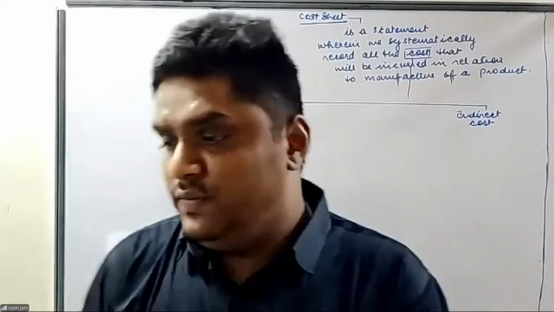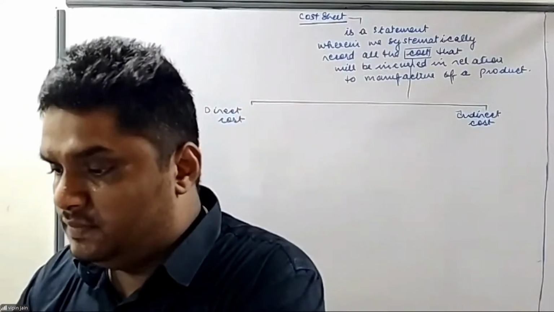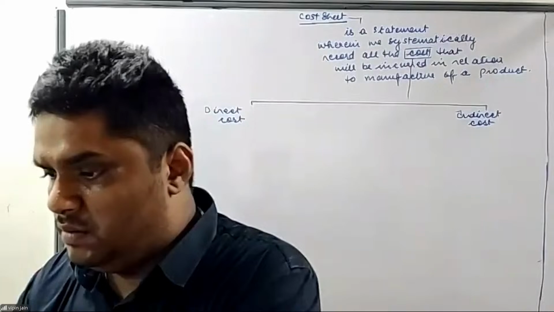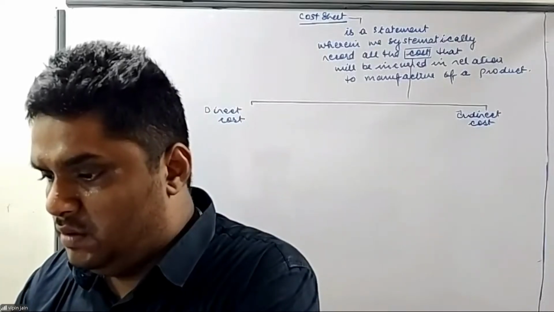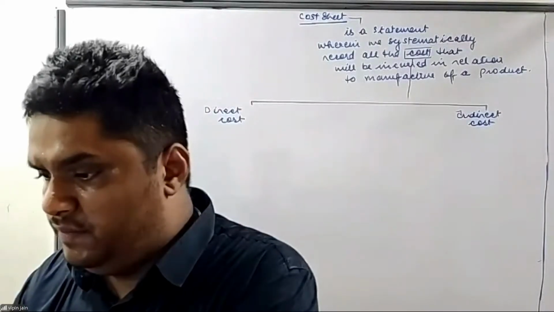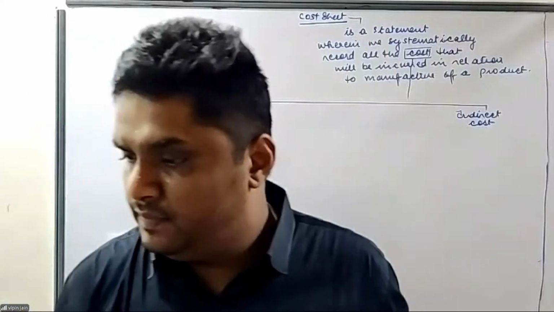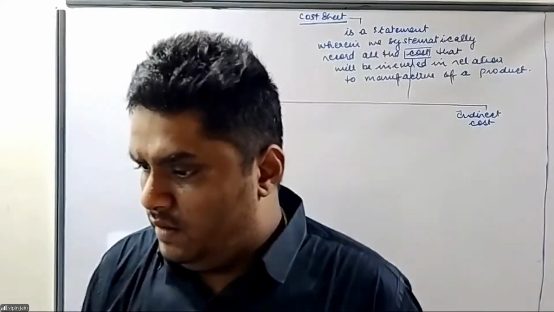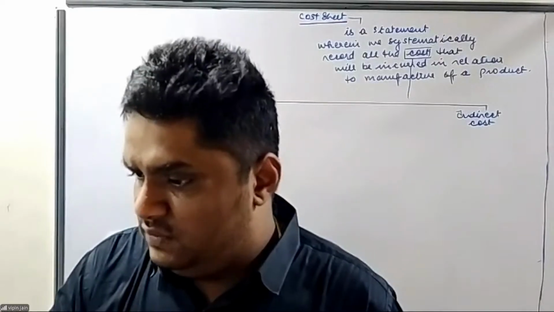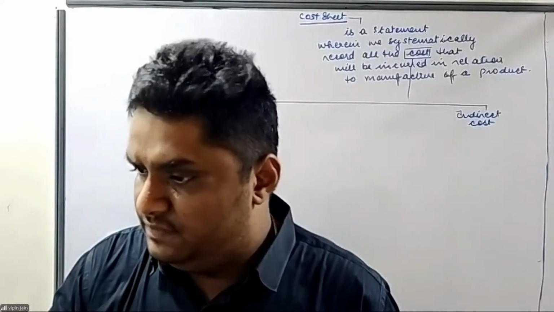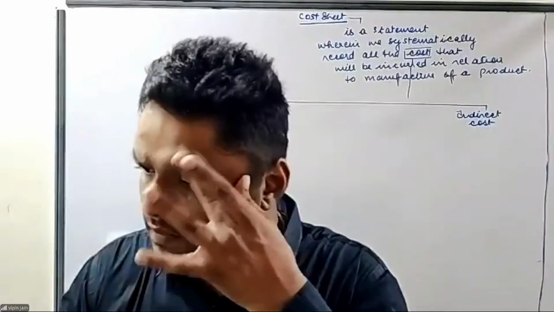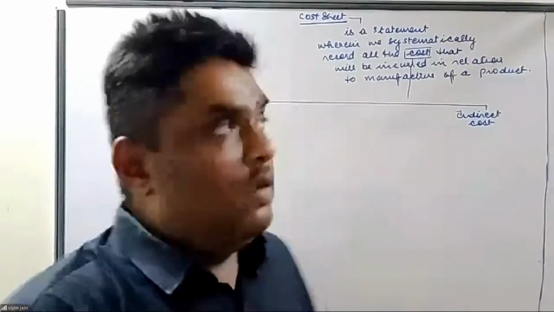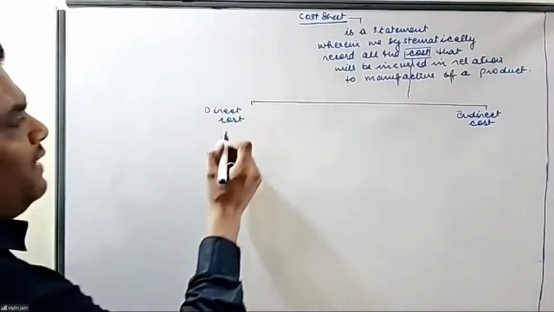So as I got answers from many of the students, very good, everyone. Direct costs are incurred directly by the business, for example freight, wages. Very good. So now let's start with direct cost and indirect cost.